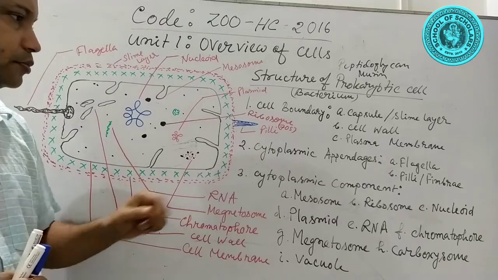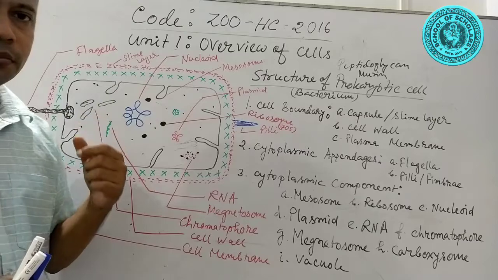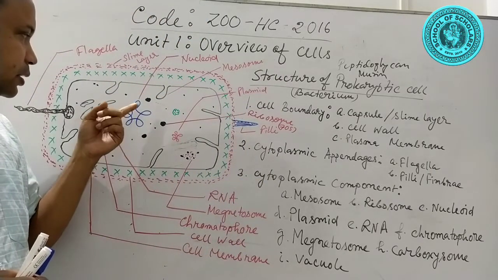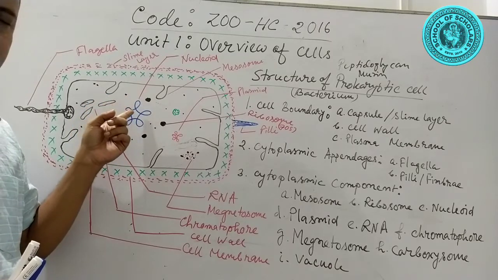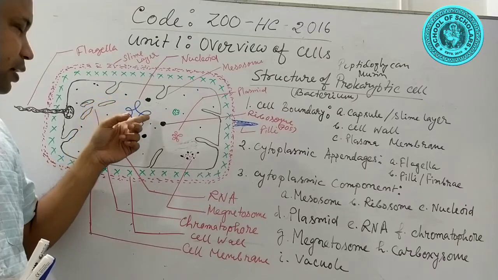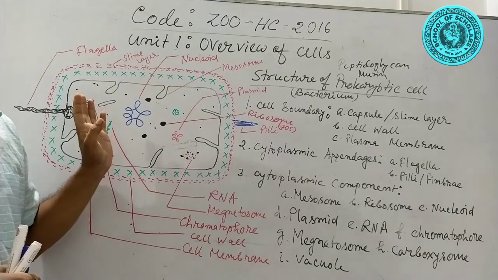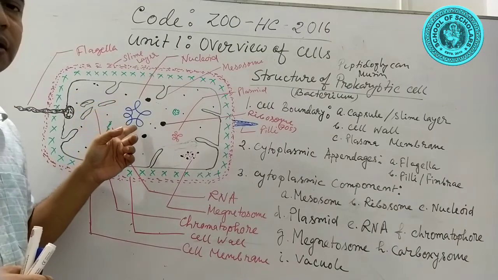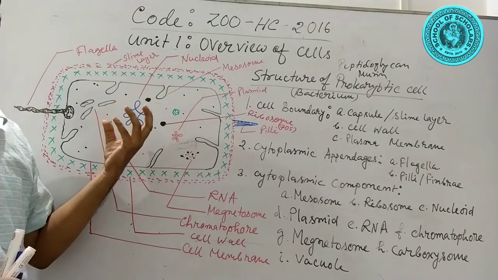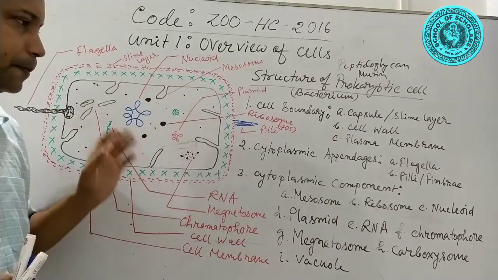Next one is the nucleoid. I have already mentioned the nucleoid in previous classes. This is the circular DNA, present scattered throughout the cytoplasm without any definite membrane system. Therefore, this structure is called nucleoid. The nucleoid is the main genetic material of the prokaryotic cell, or in this case, the bacterial cell.